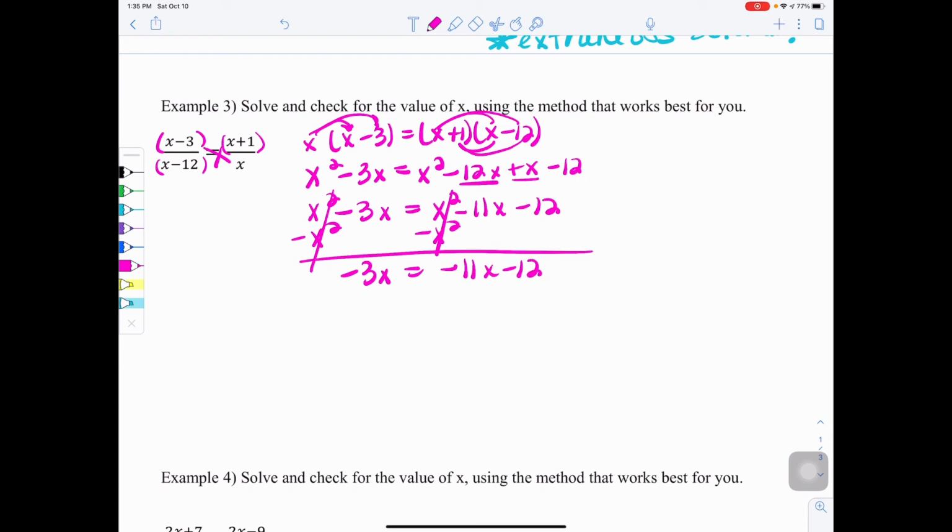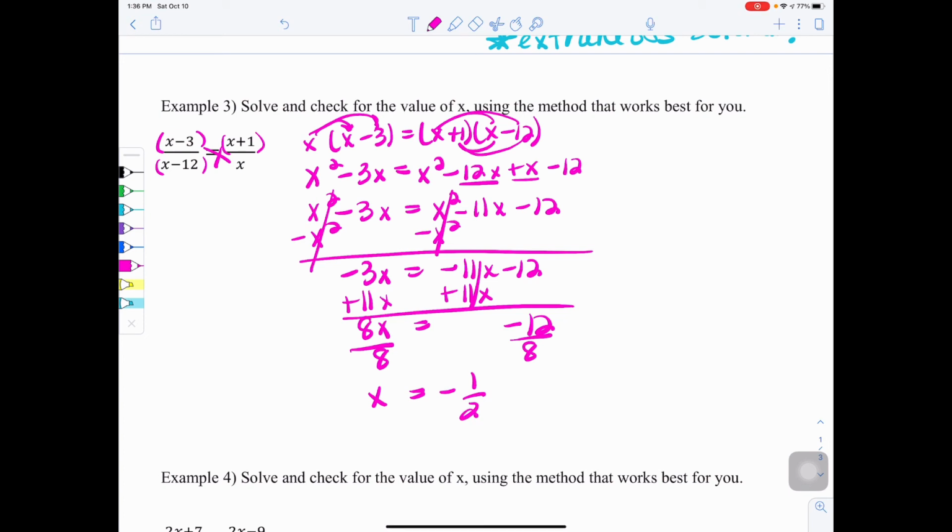So now I have variables on both sides in what I like to call a lopsided equation, which means there's 2 things on the right side, but only 1 on the other. So you want to get rid of the variable on the side with more stuff by adding 11x to both sides. So you're going to have 8x equals negative 12, and then divide by 8. So you end up with negative 1/2.